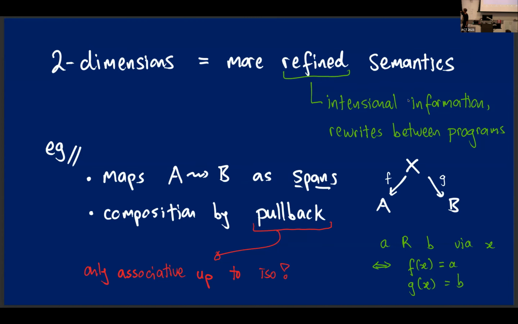But because this composition is pullback, and pullbacks are only associative up to isomorphism, this thing is not a category; it's a bicategory. And you might think, well, okay, but I can always quotient spans to get a category, but then that's throwing away this extra information that we might be interested in.